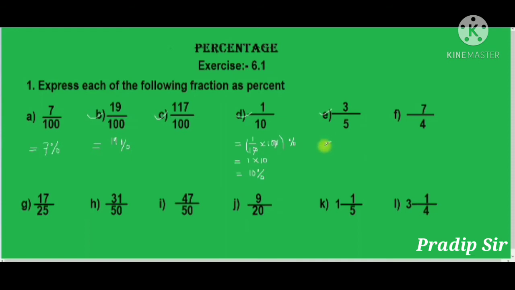Now similarly, first you write 3 by 5. Then you multiply by 100 in a bracket, and inside this bracket you write these things only, and outside the bracket you give the percentage sign, because you have to write it in percentage form. Now if we cut 5 ones are 5, and this is 100, 5 twenties are 100. Now there remains 3 into 20. If you multiply, and then give the percentage symbol, 3 twenties are 60. So 60%.